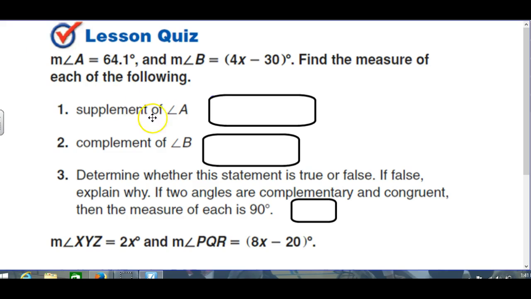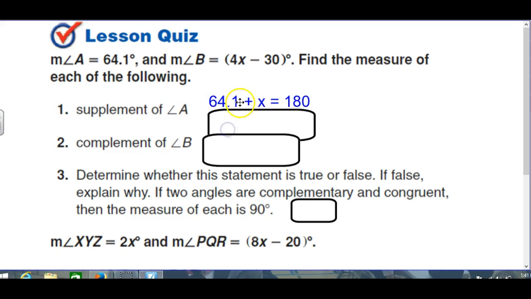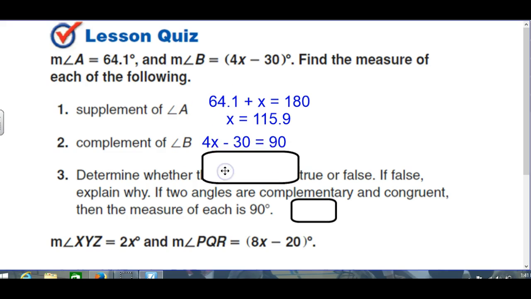If you want the supplement of angle A, then angle A, 64.1, plus the supplement equals 180, so the supplement is 115.9 degrees. The complement of angle B, 4x minus 30, when we add that to the complement, we should get 90 degrees, right? 4x minus 30, whoops, see, got to add.